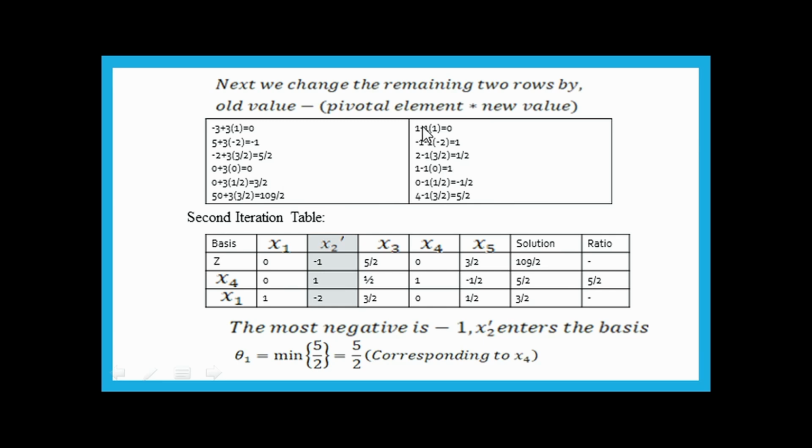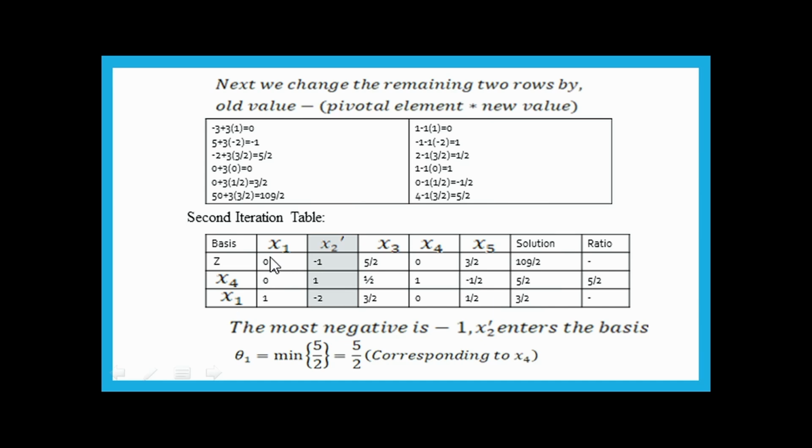Similarly, here the old values are 1, minus 1, 2, 1, 0, 4. Here the pivotal element is 1. So by the formula, minus 1, minus 1, the new values are 1, minus 2. So calculating this, we have these values. So now we change the first iteration table into the second iteration table by changing these values.